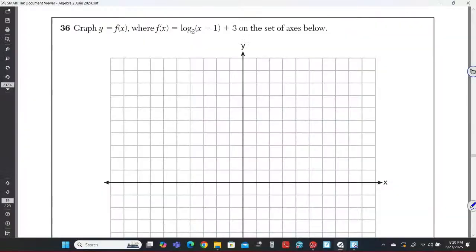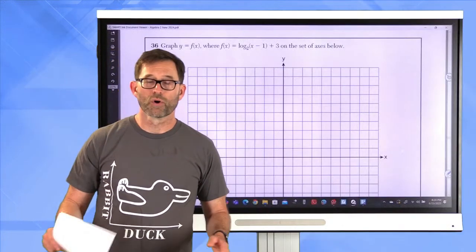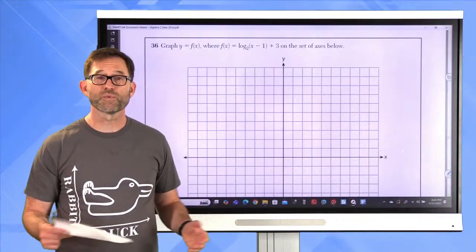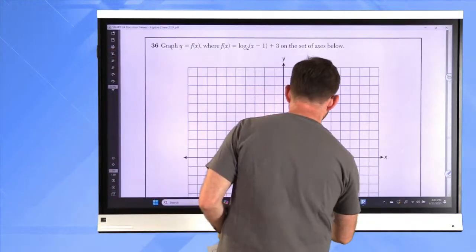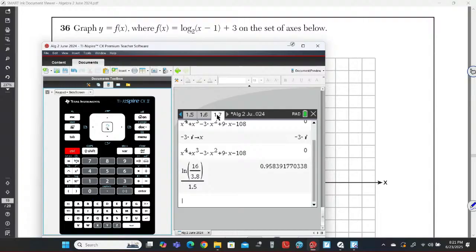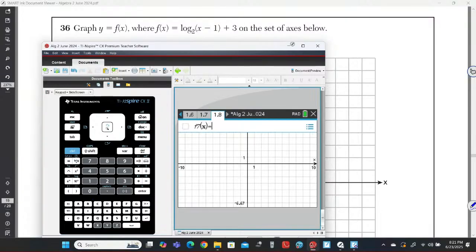Let's take a look at number 36. Graph y equals f of x, where f of x equals log base 2 of x minus 1, plus 3, on the set of axes below. All right, great. Well, let's do it. We're graphing a logarithmic function. We might as well use our calculator. Let me put in a new page. Let's add a graph. All right, here we go.